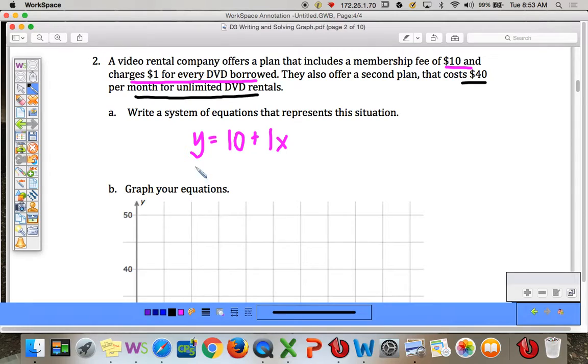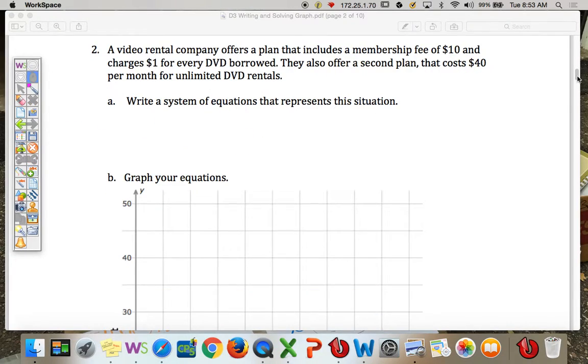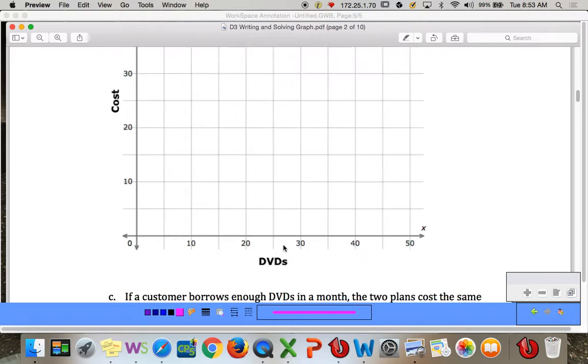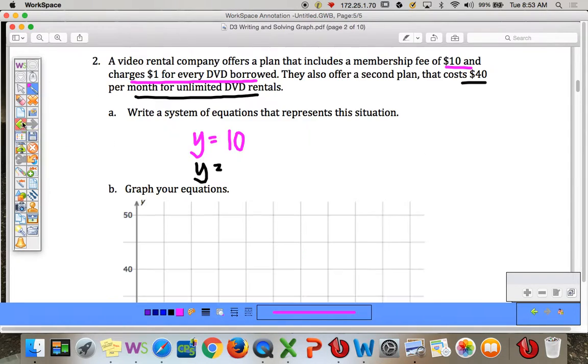The other plan is $40 per month for unlimited. Oh, so I should change this because we want x to be the number of months. So it's $10 for every month. Well, let's see what they want for our variables here. So this is cost, DVDs. Okay, so DVDs is the x value, and this is the y value. So let's go back then. Okay, so the first one was correct, 10 plus 1x, and the other one's just $40 no matter what.